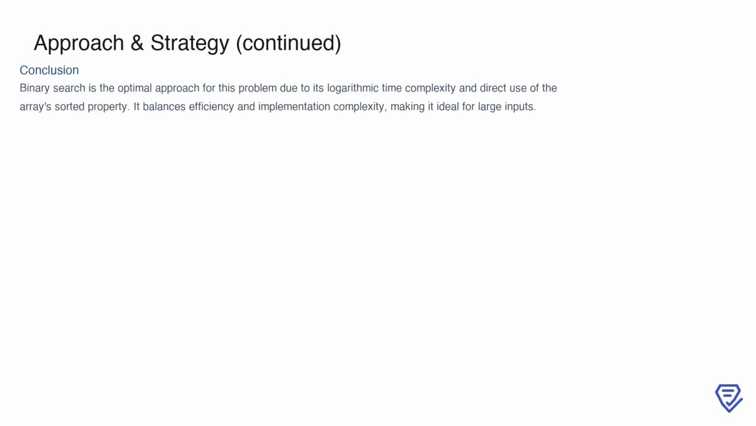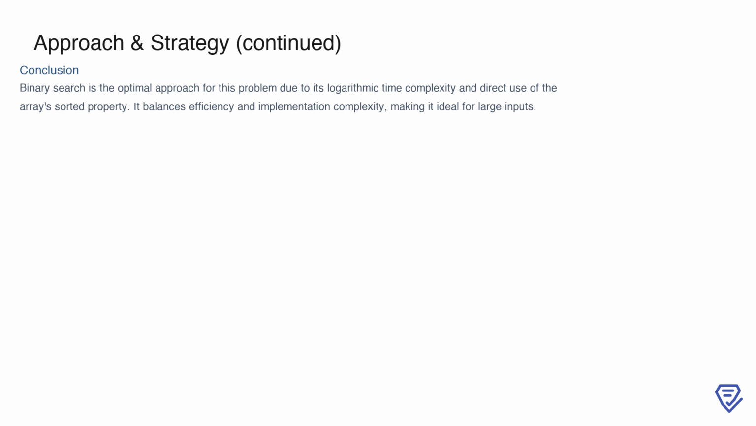In conclusion, binary search stands out as the optimal approach for solving the fixed point problem. Its logarithmic time complexity leverages the sorted property of the array, making it highly efficient for large inputs. While the brute force method is simpler and may suffice for smaller datasets, binary search strikes an excellent balance between performance and complexity, especially as input size grows. By narrowing the search space with each step, this method minimizes computation while maintaining accuracy, making it the ideal solution for this problem.